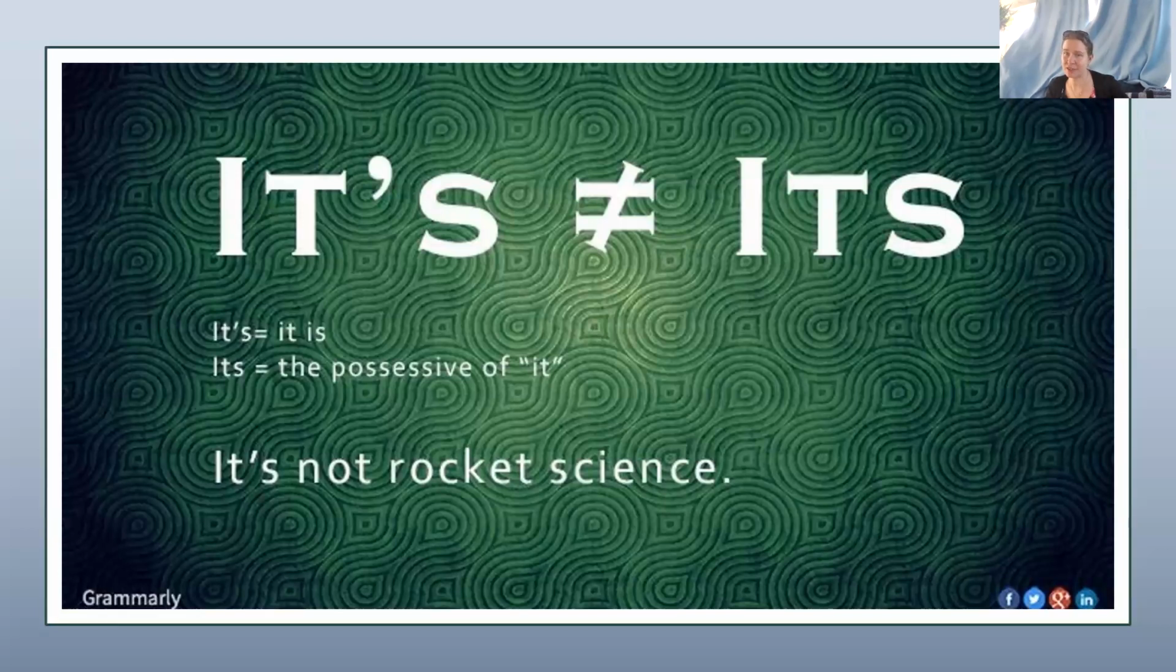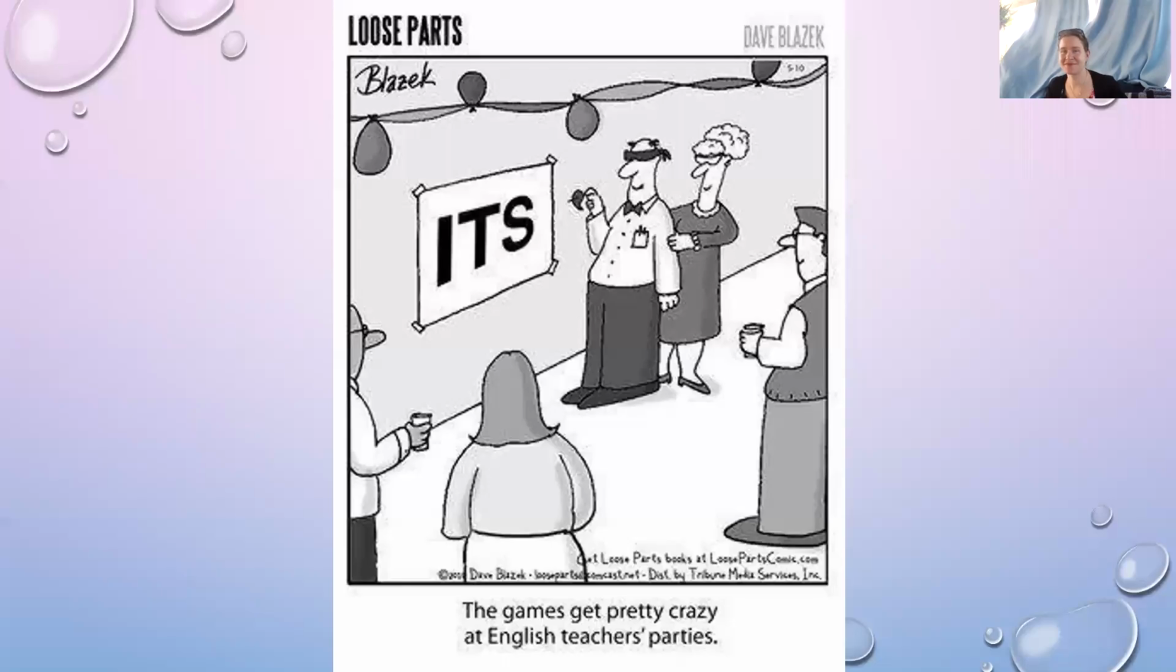And as I love my English puns, here is one to show you the difference between it's, I-T apostrophe S, and its, I-T-S, because it's not rocket science. Again, this one goes to my love of English puns. Honestly, this would be my kind of party.